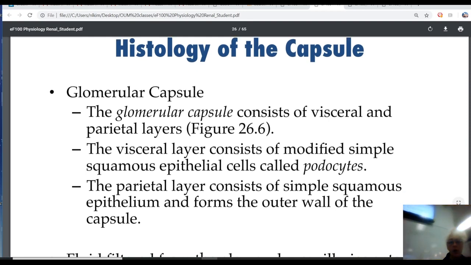So as we know, the glomerulus is the primary filtering device of the nephron, and Bowman's capsule itself consists of a visceral and parietal layer.